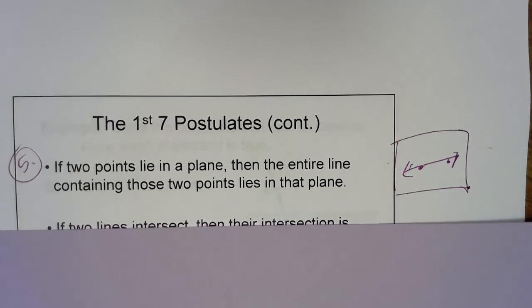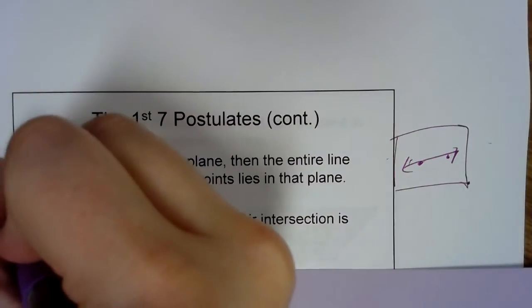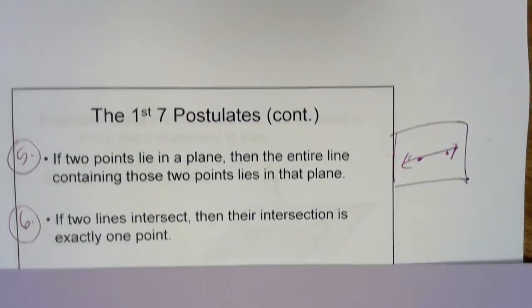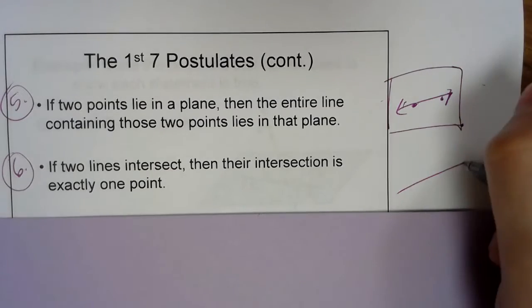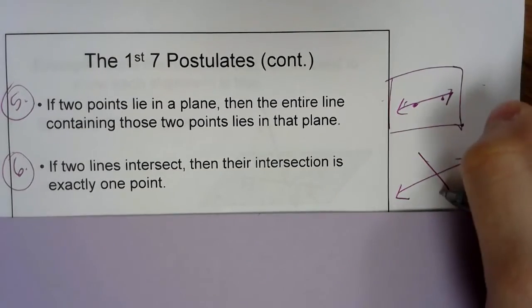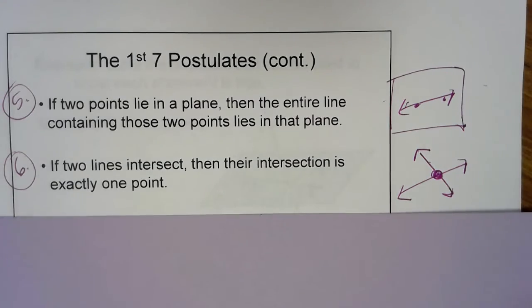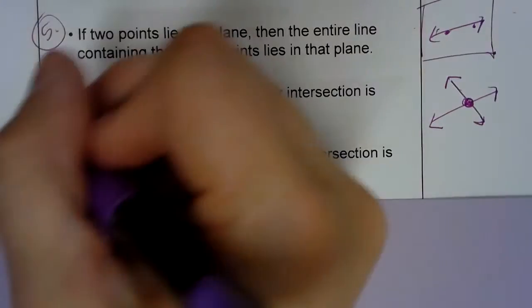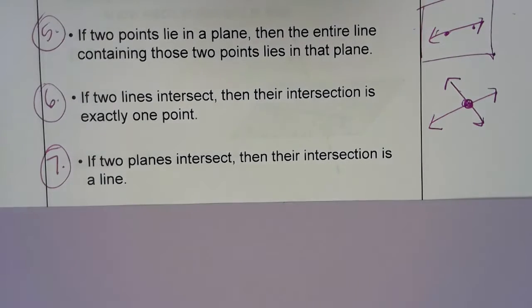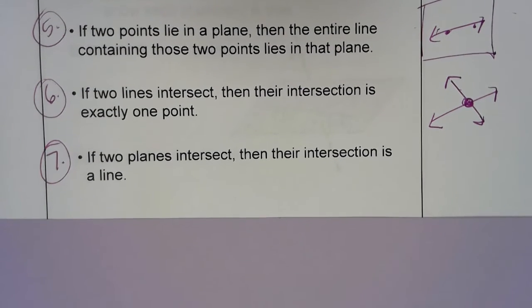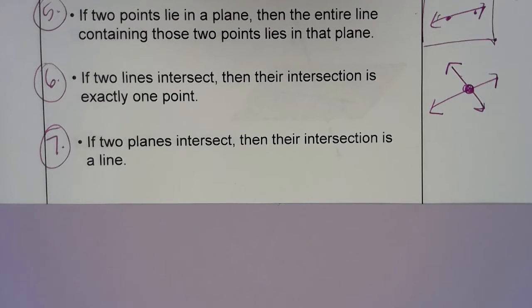Okay. Postulate number 6, if 2 lines intersect, their intersection is exactly 1 point. That one, to me, is one of the easiest ones. What else would it be? 2 lines intersect, they're going to intersect to make 1 point. And then the last one, number 7, I have to think about this one a little bit more, but it says if 2 planes intersect, the intersection is a line.